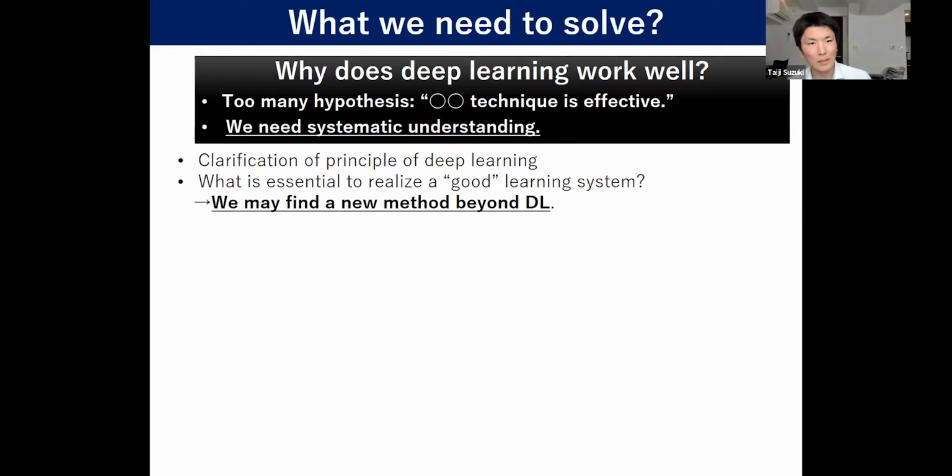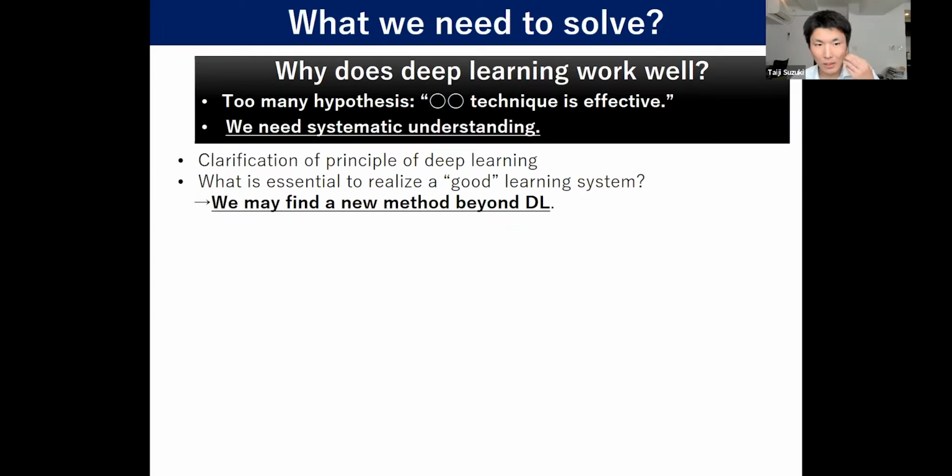Despite the great success in many applications, its theoretical understanding is not so good. We haven't completely understood why deep learning works well in practice. There are too many hypotheses, saying this technique is effective and that technique is effective, but there are no unifying theories. There are some individual hypotheses, but there is no systematic understanding about all of them. So we need some unifying theories to understand why deep learning works well in practice.